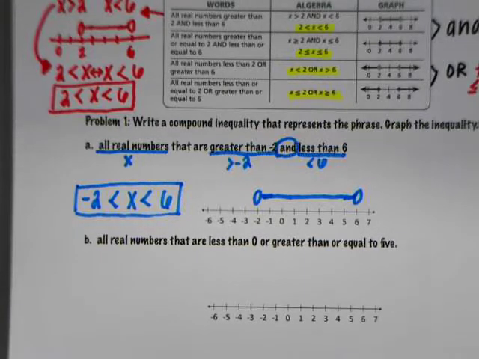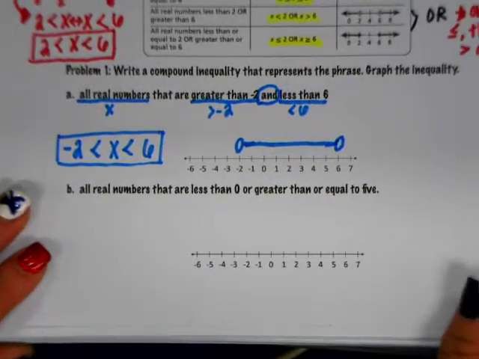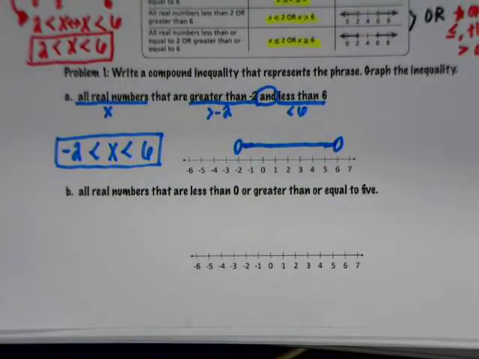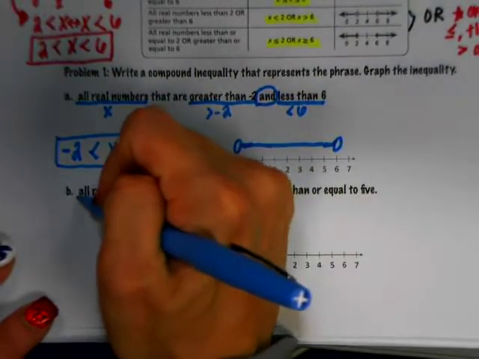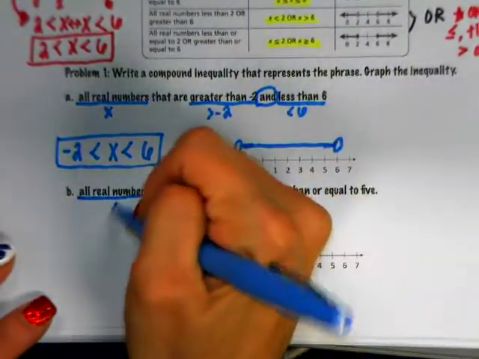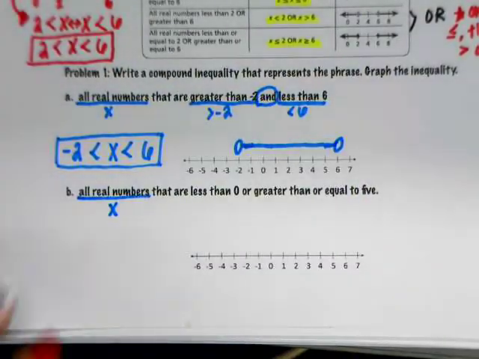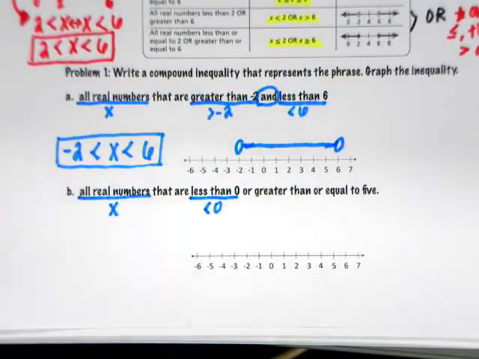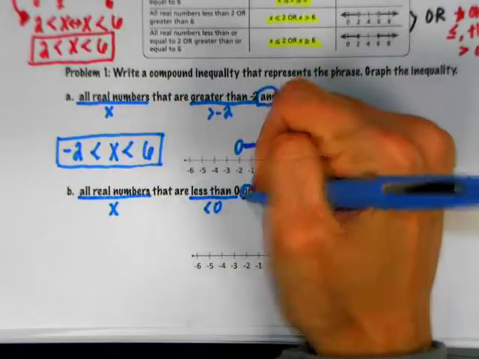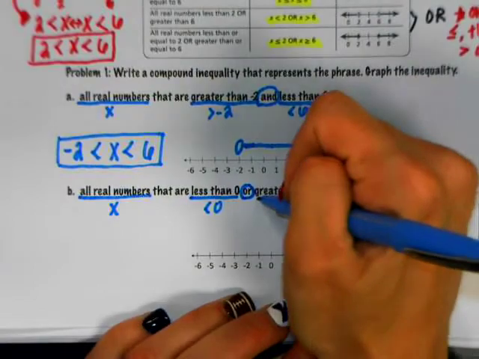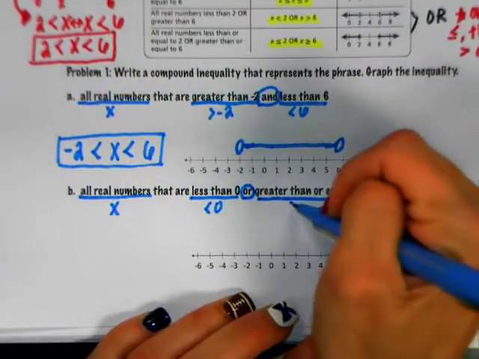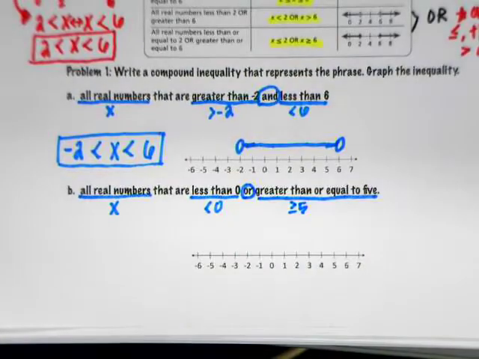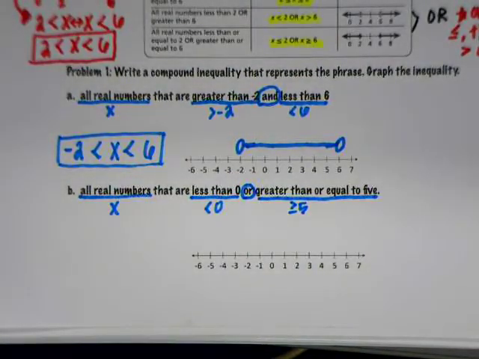All right, and then the next one for B, we have all real numbers that are less than 0 or greater than or equal to 5. So again, all real numbers is going to be what? Your x. So that are less than 0. So less than 0. Or greater than or equal to 5. So that's greater than or equal to 5. So let's just throw this on a graph and see what we end up with, okay?